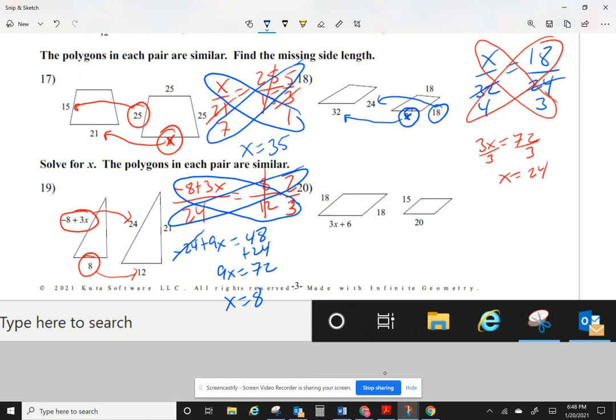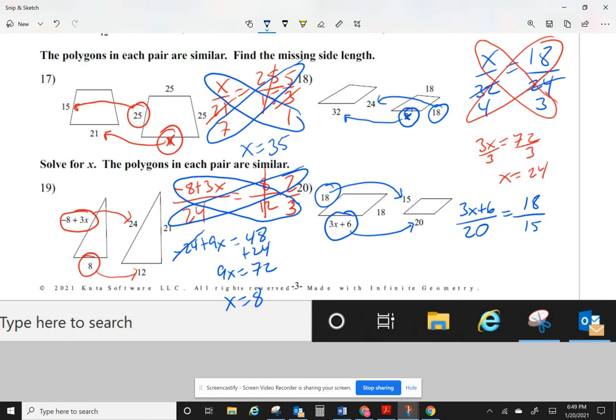All right, for number 20, I'm going to choose the 3x plus 6 because I can tell that goes with 20. I'm going to choose the 18 because that goes with the 15. So I'm going to write 3x plus 6 and 18. They come from the same figure, so they go on the top of the fractions. And 3x plus 6 goes with 20. 18 goes with 15.